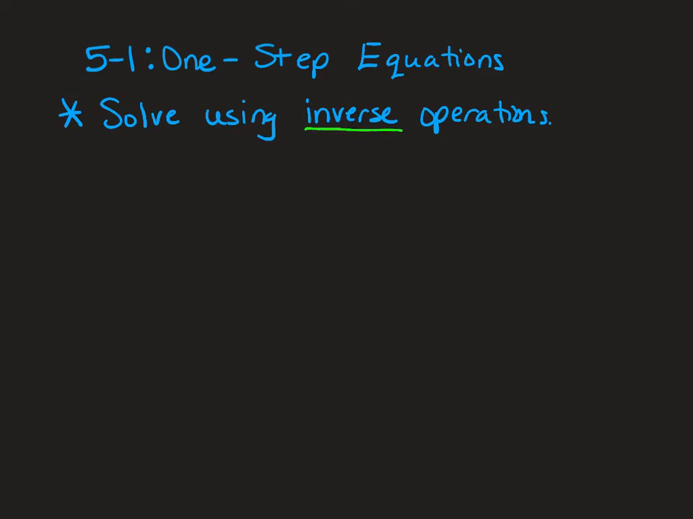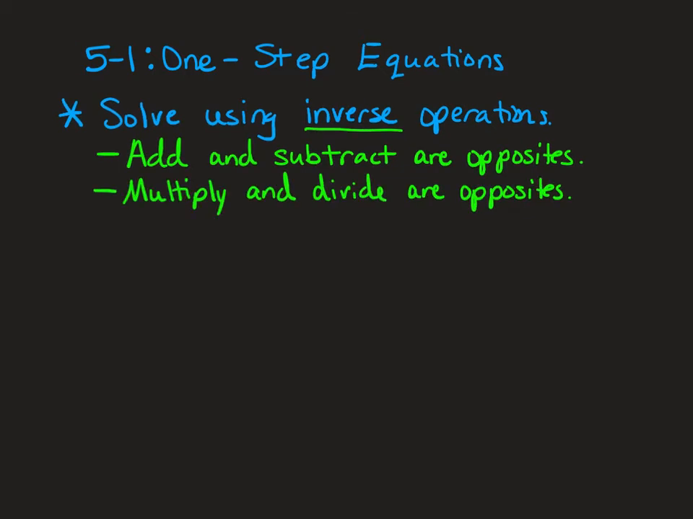Inverse means opposites. So adding and subtracting are opposites. We could even just look at the signs of terms, and a positive and a negative sign are opposites. If you have a variable times a number, you can undo by dividing. If you have a variable divided by a number, you can undo by multiplying.